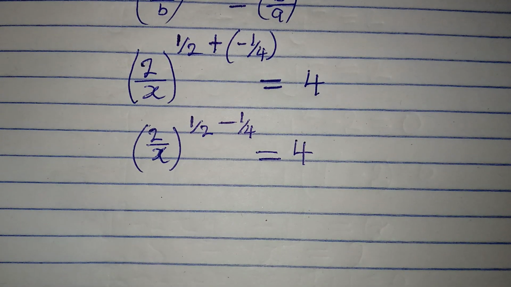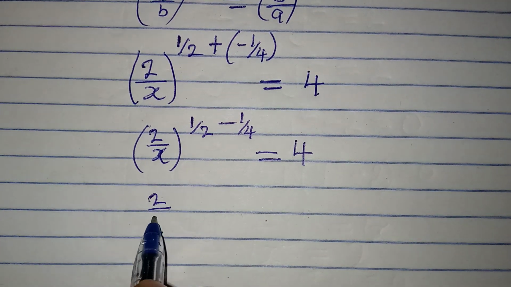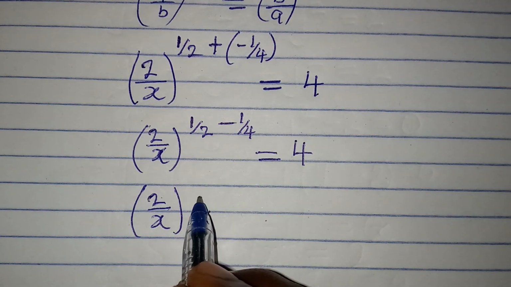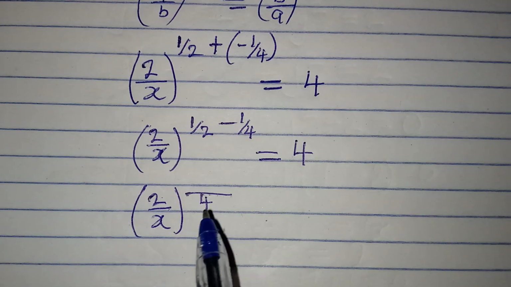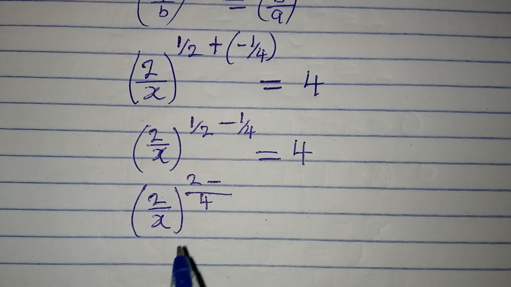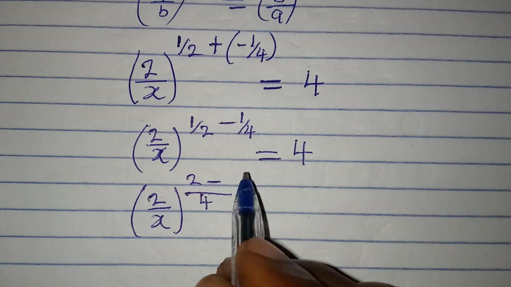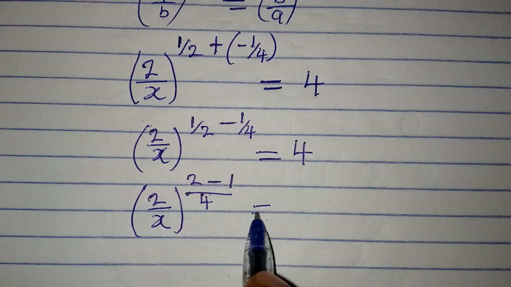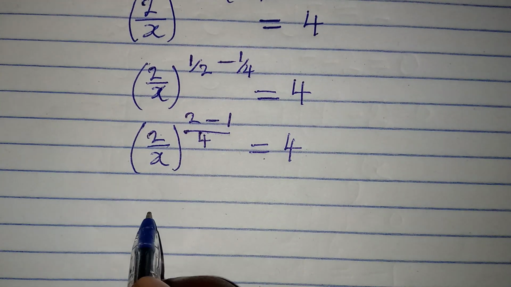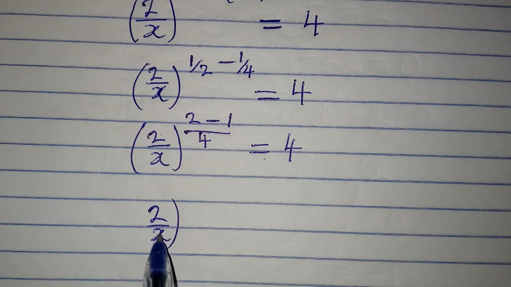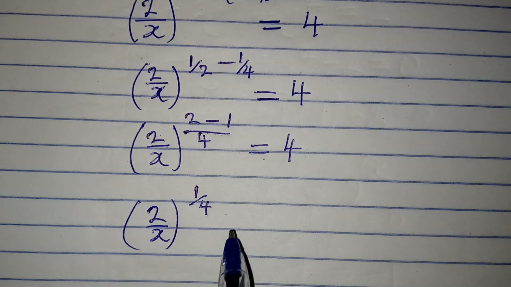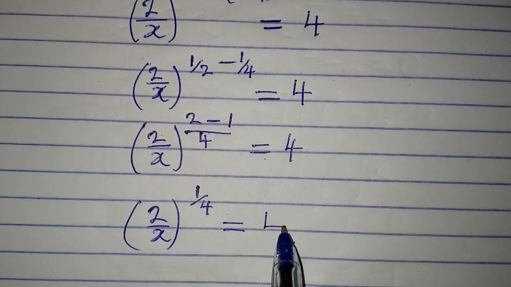Okay, so if I take a step further, I'm going to have 2 over x to the power of 1 over 2 minus 1 over 4. That will give me 4 here. The LCM is 4. 4 divided by 2 is 2 times 1, I will have 2. Negative 4 divided by 4 is 1 times 1, we have 1. And this is equal to 4. I will still take a step further so that I will have 2 over x to the power of 2 minus 1 is 1, over 4 as the power. This will be equal to 4.